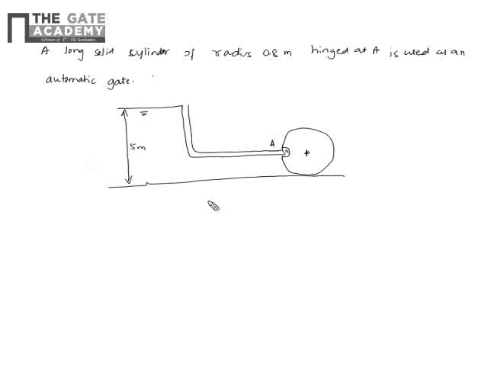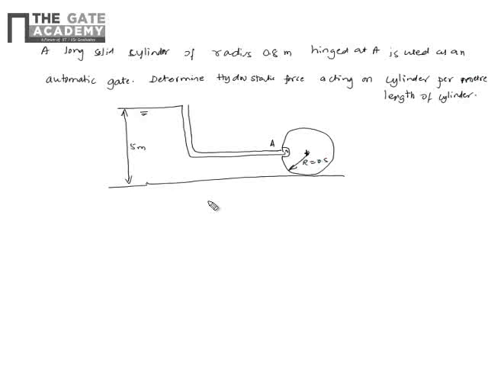So we need to determine the hydrostatic force acting on the cylinder per meter length of the cylinder. So basically perpendicular width, you can just take it as 1 meter, and radius is given as 0.8 meters. Okay, so now we'll just adopt our approach.